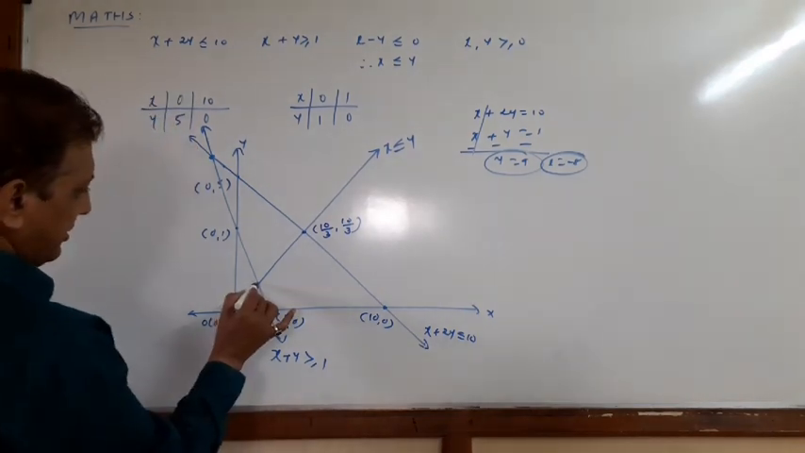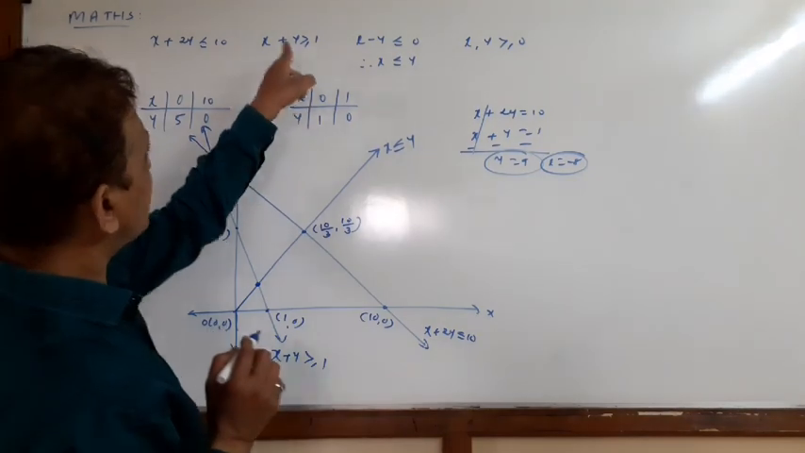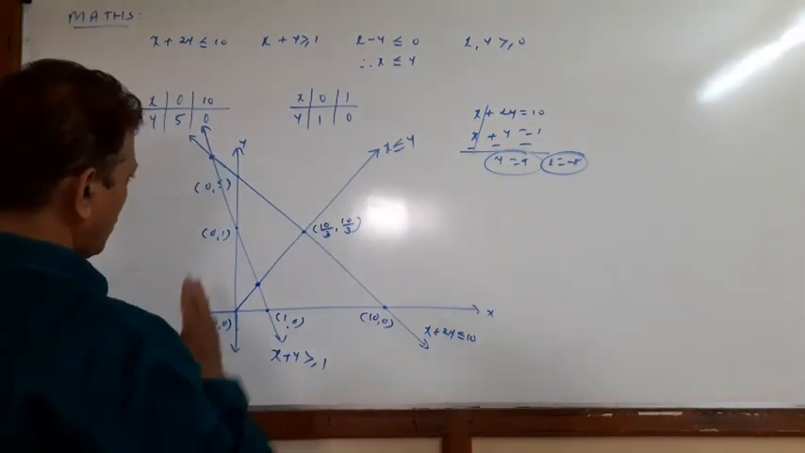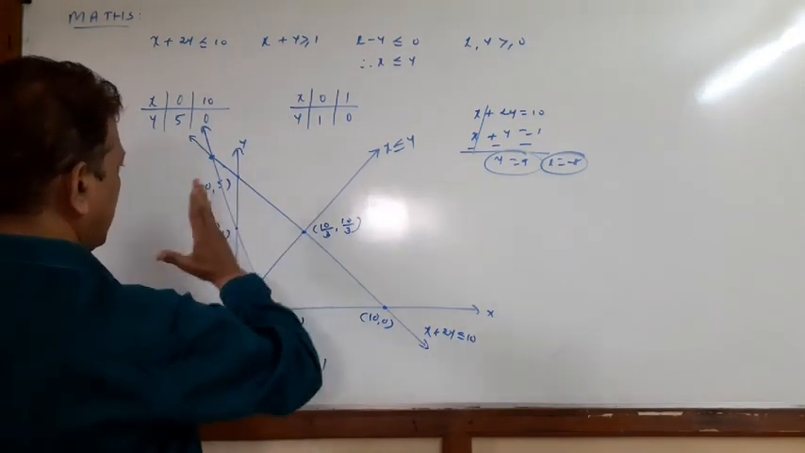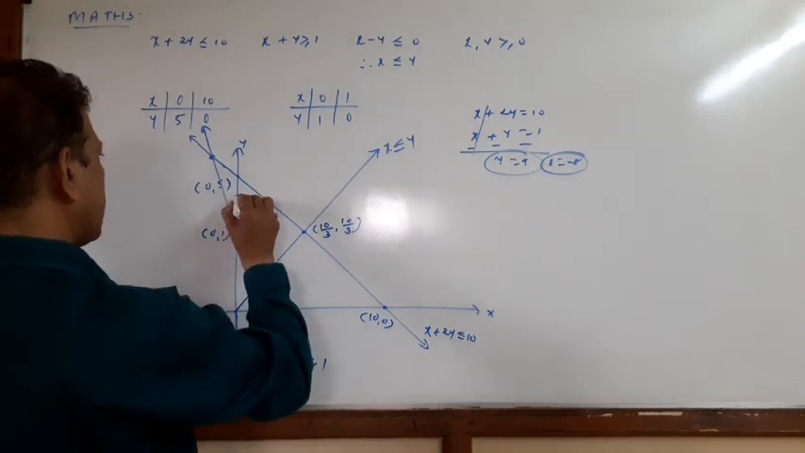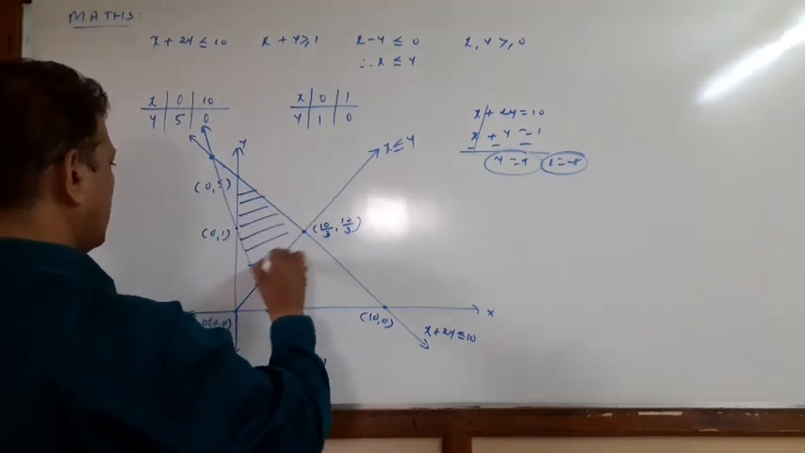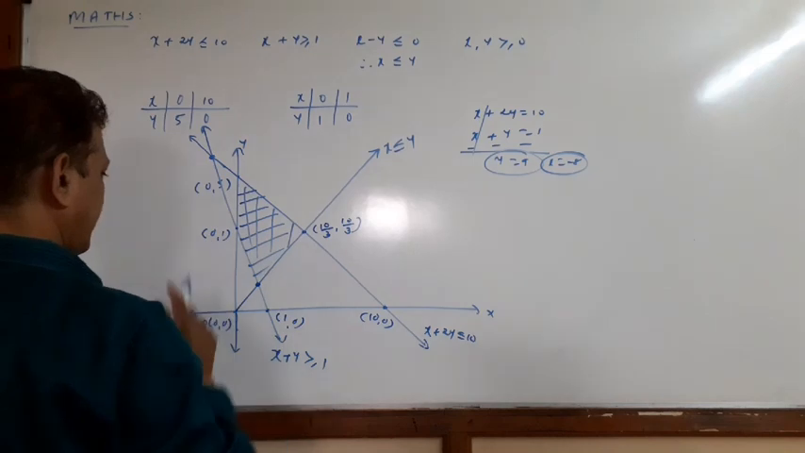This one is compulsory. Now here (0,0) is not satisfied, so the lower part is not included, only the upper part. So the common portion is here. This one is the common portion.